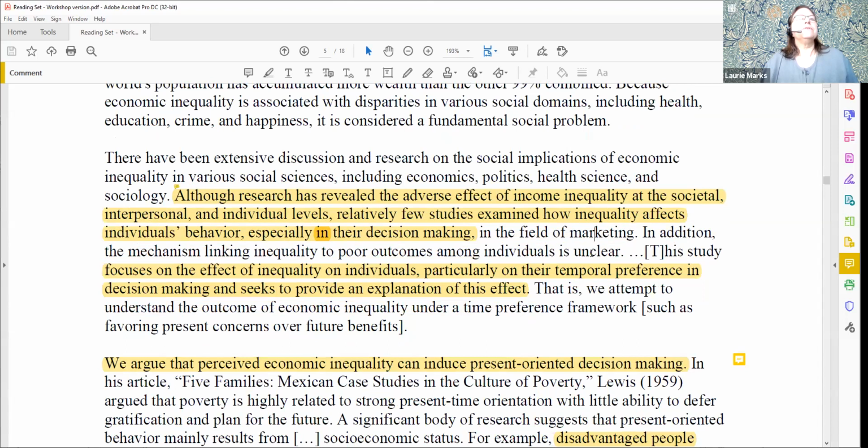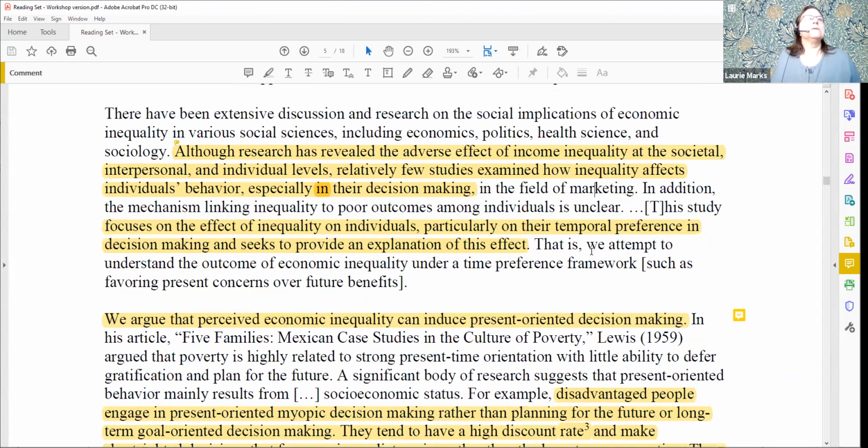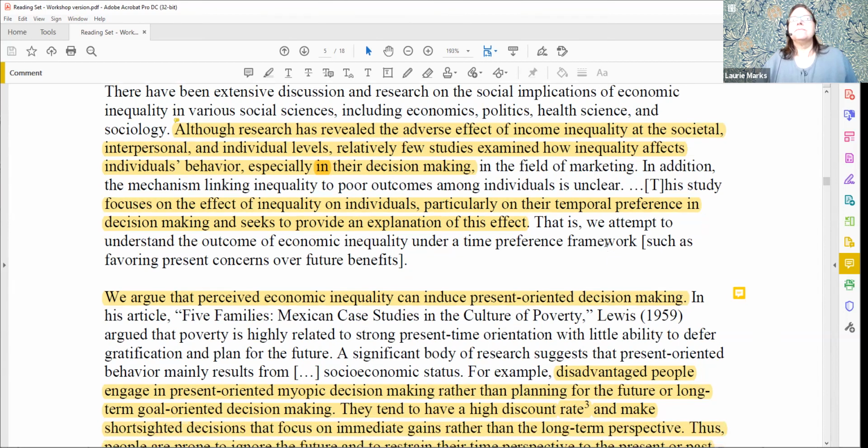This kind of move is often made by academic essayists because their primary audience is their fellow academics who are also constantly trying to improve what we understand about their particular subject. So they've identified this hole in the research, and they're going to fill the hole by conducting more research. So their study, they say, focuses on the effect of inequality on individuals, particularly on their temporal preference in decision making, and seeks to provide an explanation of this effect.